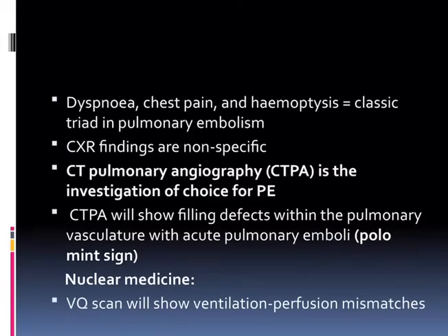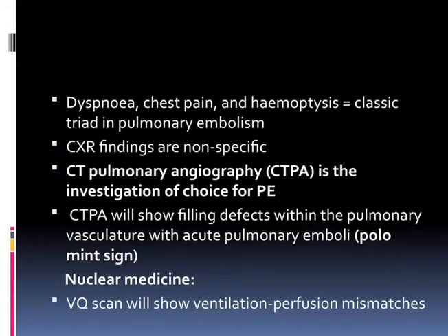The clinical features are mostly dyspnea, chest pain, and hemoptysis, which is the classical triad in pulmonary embolism. However, the chest X-ray findings are non-specific. CT pulmonary angiography, called CTPA, is the study of choice. What is CTPA? Again, the same: CT angiography done for the pulmonary arteries.